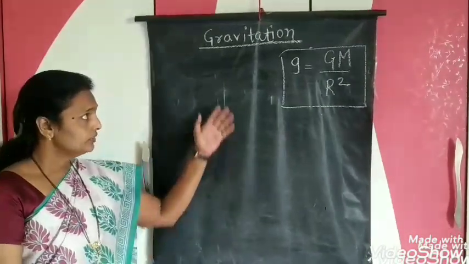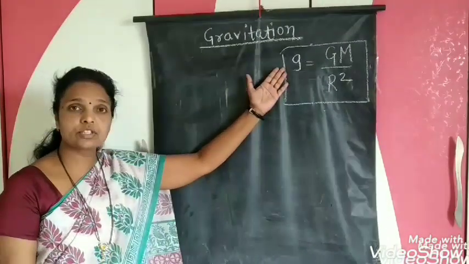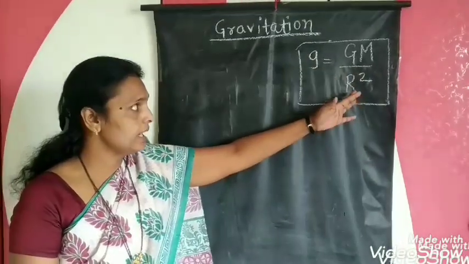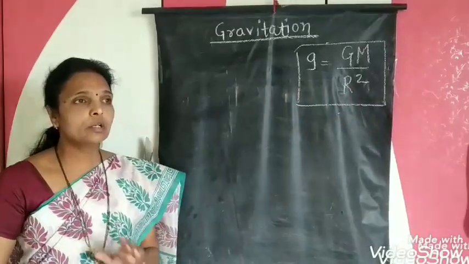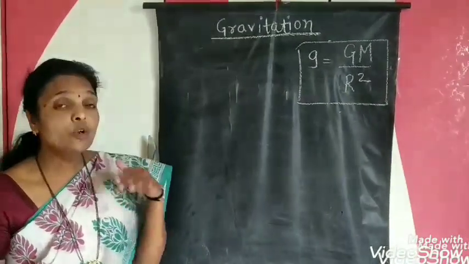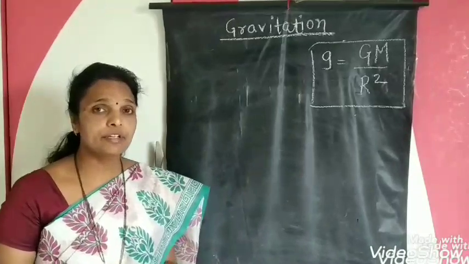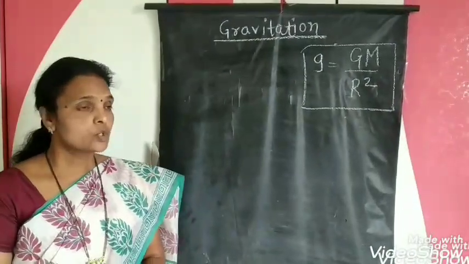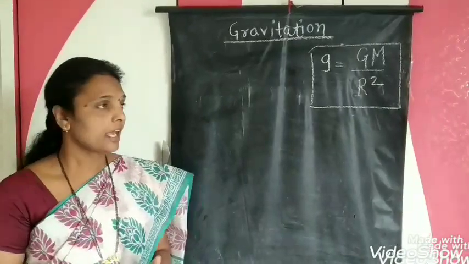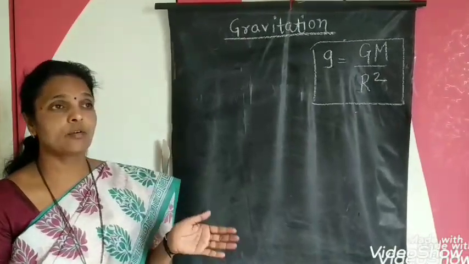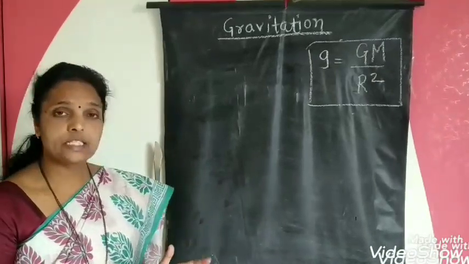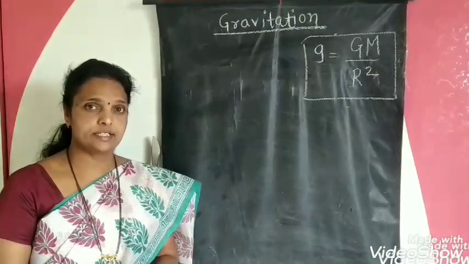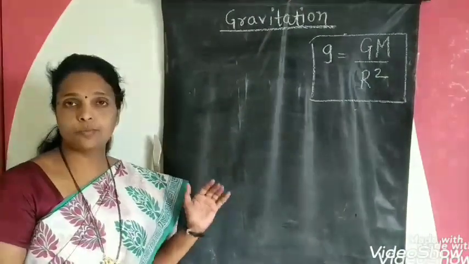Last time we saw the equation of g. g is equal to GM divided by R square. Now one question is: is the value of g the same everywhere on the earth? The answer is no. It changes according to the surface, according to the height, as well as according to the depth. How it changes, we will see now.